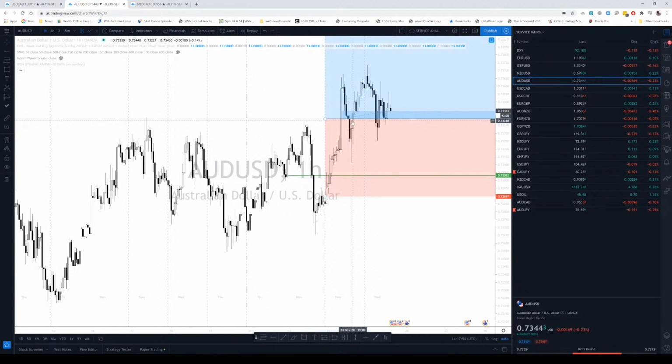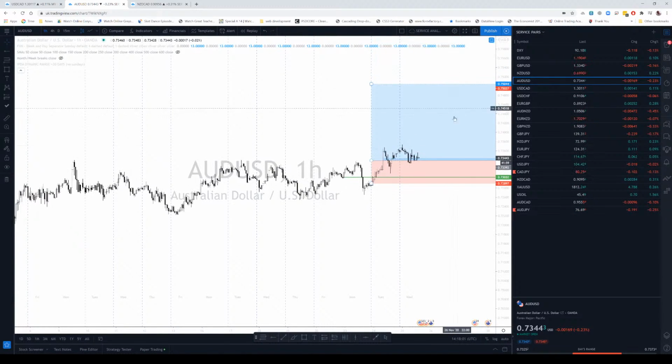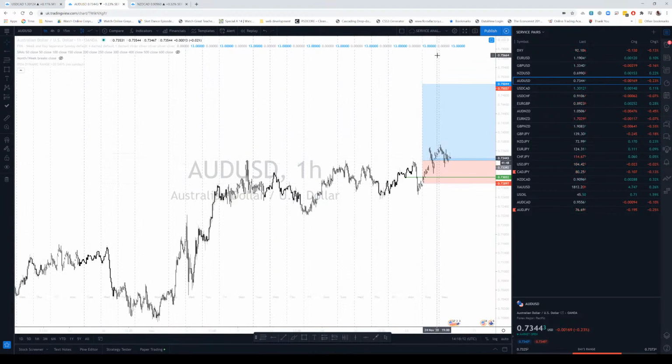AUD, I'm expecting price to push higher on this as well. My upside objective is 75.04, and my stop is, I'm protecting myself here. These are the down candles I'm protecting myself from. So I'm expecting a continuation to the upside on this.